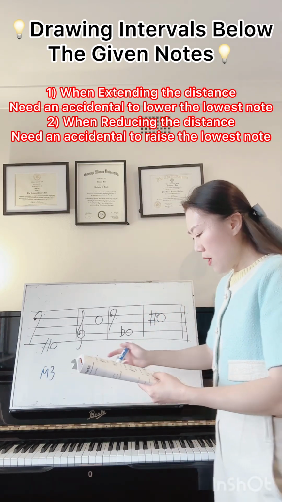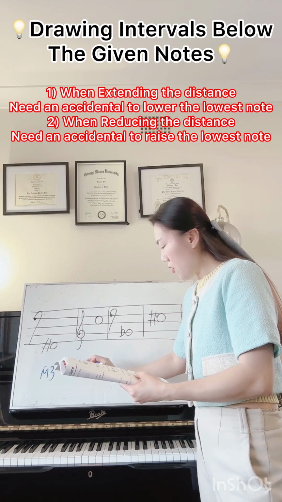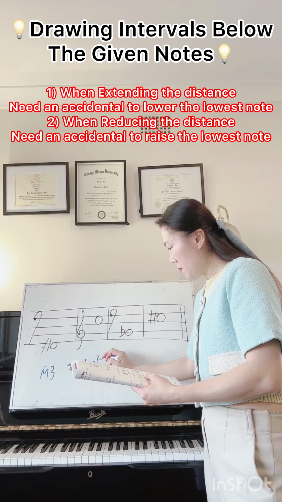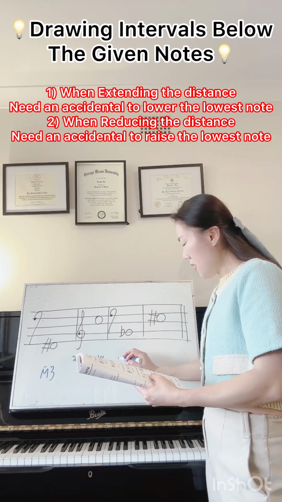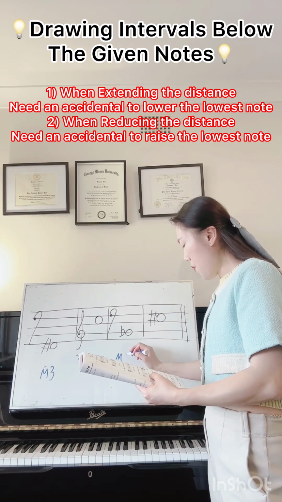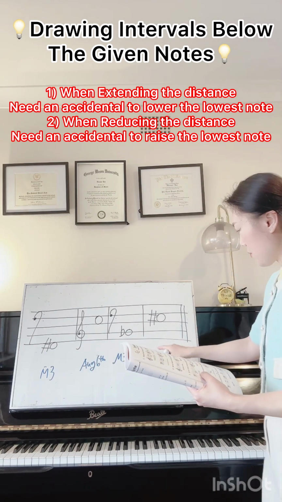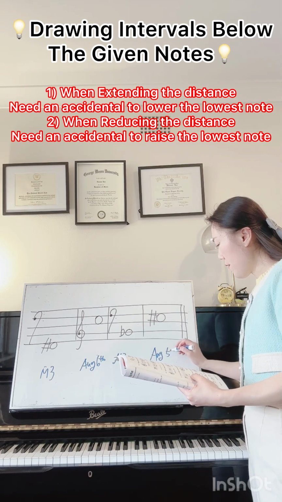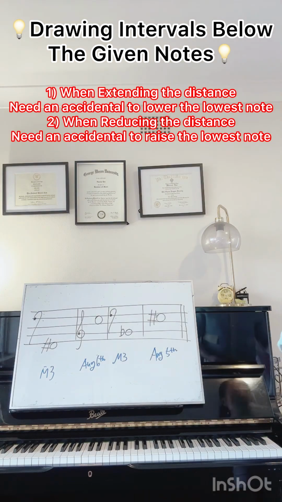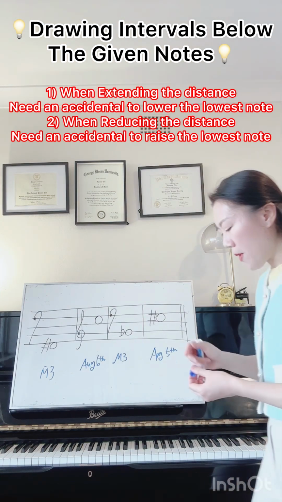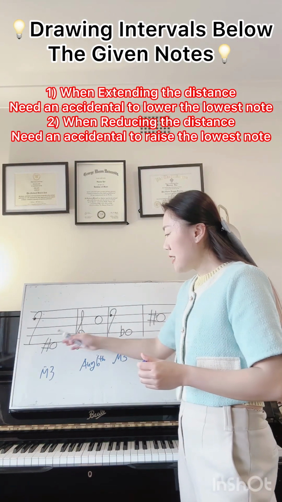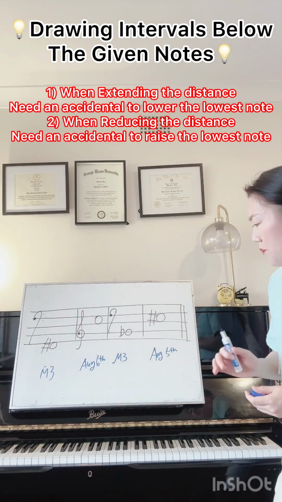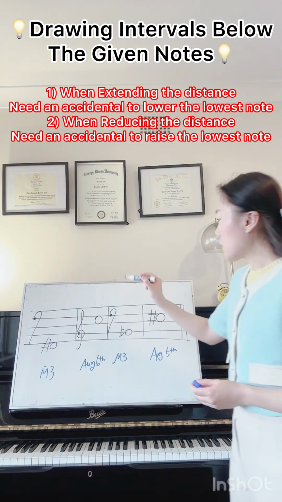Okay, this one we're gonna write the interval below the given note for augmented 6, and then this one we're writing the interval for major third, and this one we're gonna write the interval below the note for augmented fifth. All right, so these are the given notes, and now we're gonna talk about how we write the interval below the given note. So we're trying to briefly brush up about the quality.